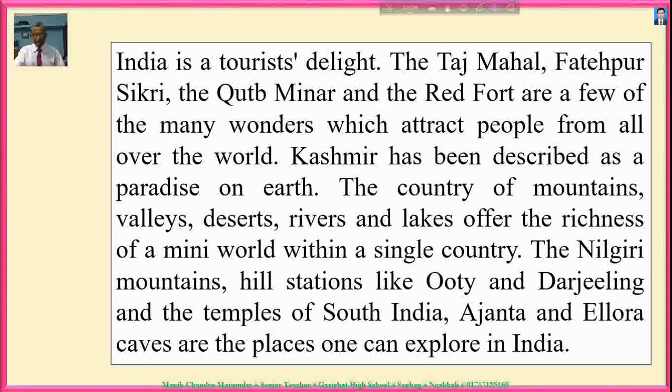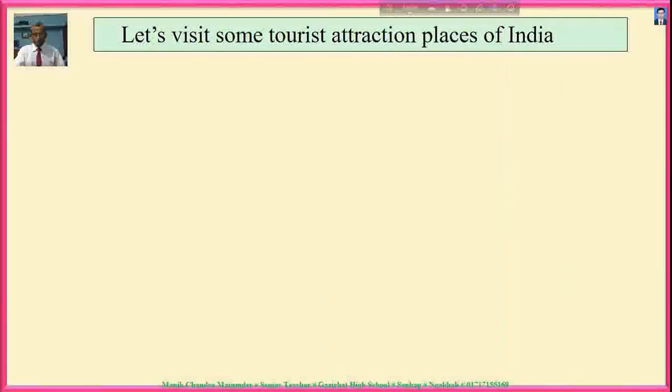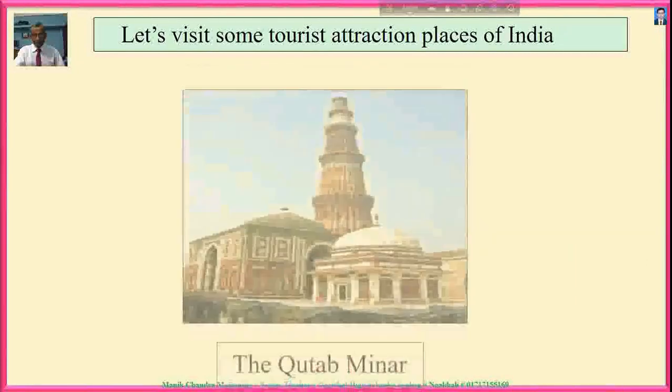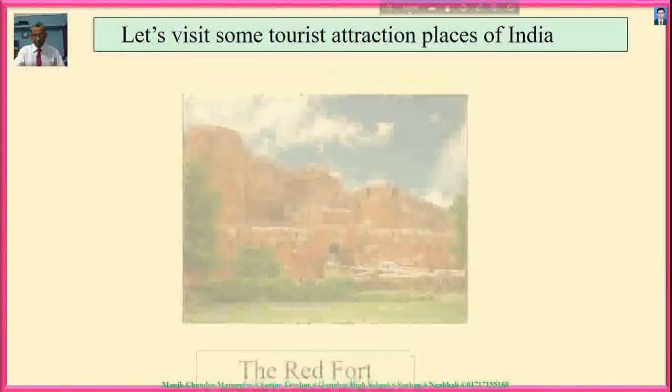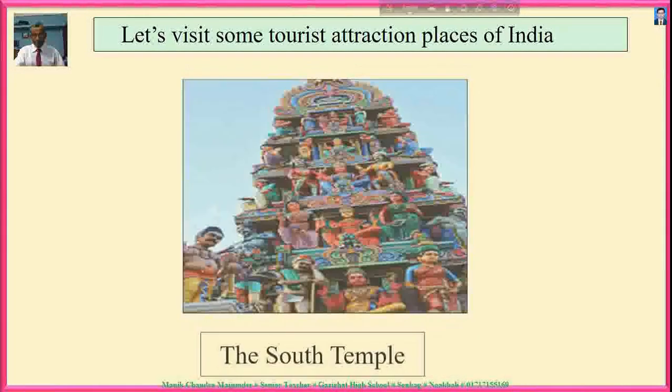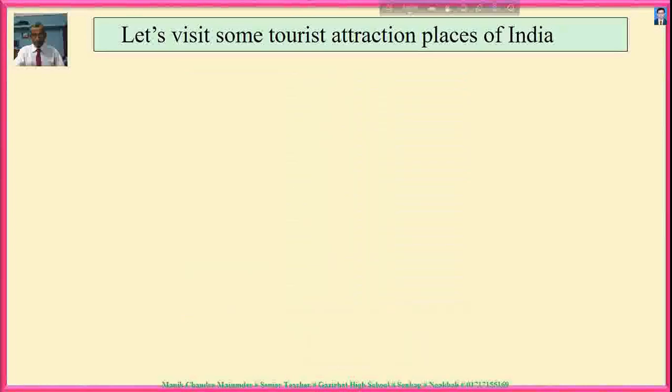The Nilgiri mountain hill stations like Ooty and Darjeeling, the temples of South India, and the Ajanta and Ellora caves are the places one can explore in India. Ten places of India include the world famous Taj Mahal, which is situated in Agra, the Qutub Minar, the Red Fort, the Fatehpur Sikri, and the South Temple.